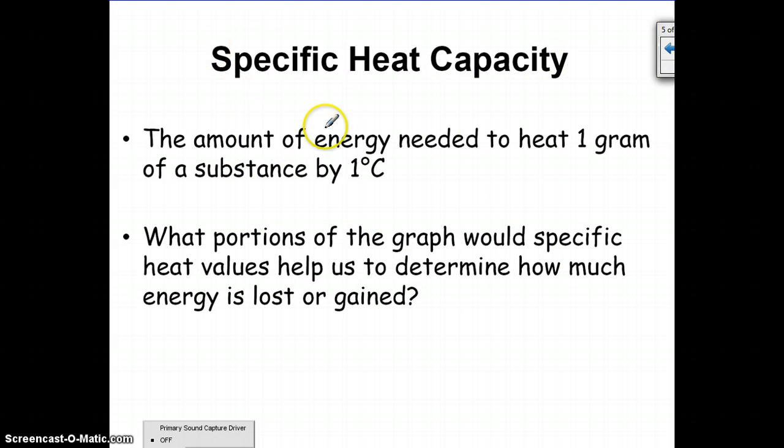Specific heat capacity is something that we're going to utilize to help us determine what's going on at particular portions of the graph. Specific heat is basically the amount of energy needed to heat 1 gram of a substance by 1 degree Celsius. It's different for every substance, and it's also different for each state of matter that a substance can have. So what portions of the graph would specific heat values help us with? Hopefully you said the portions of the graph where we have a specific substance in a specific state of matter, and that state of matter is being heated and the temperature is increasing. Those portions are 1, 3, and 5, the diagonal portions of the graph.